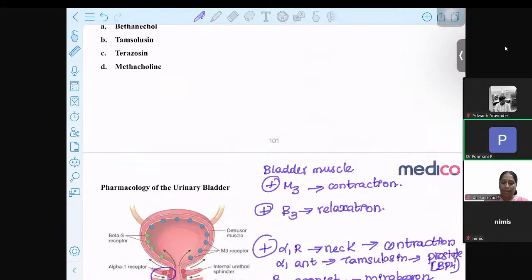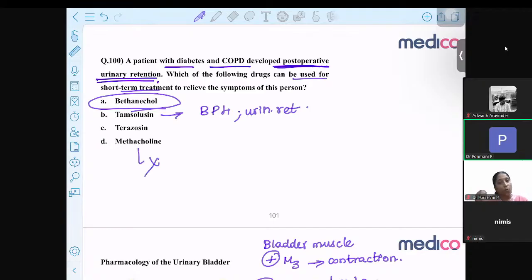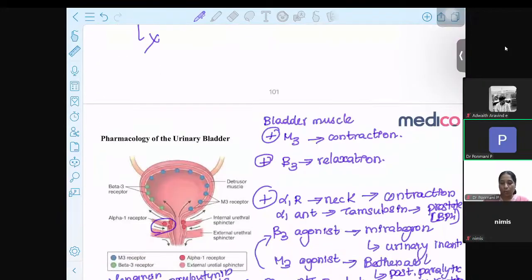Do not forget this. Now, the question is, post-operative urinary retention, which drugs can be used for the treatment? The drug which is used is bethanechol. Where is tamsulosin used? BPH urinary retention. Terazosin is also the same. And methacholine was used for the diagnosis of asthma. Now it is not used nowadays.